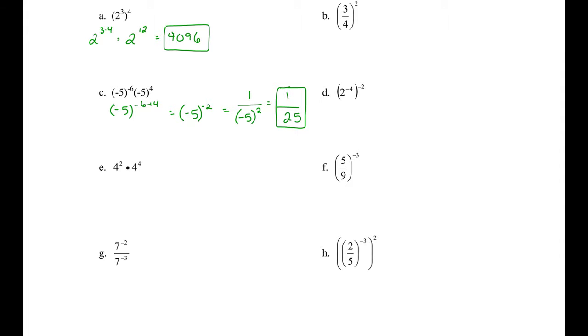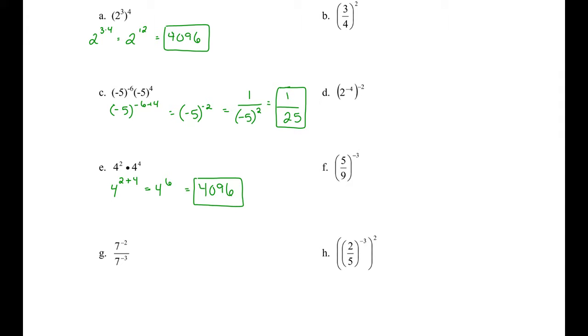We're going to use the product of powers property again here with example E. It has the same base, so we're going to keep the base and add the exponents. So I get 4 to the power of 6, which gives me 4,096.